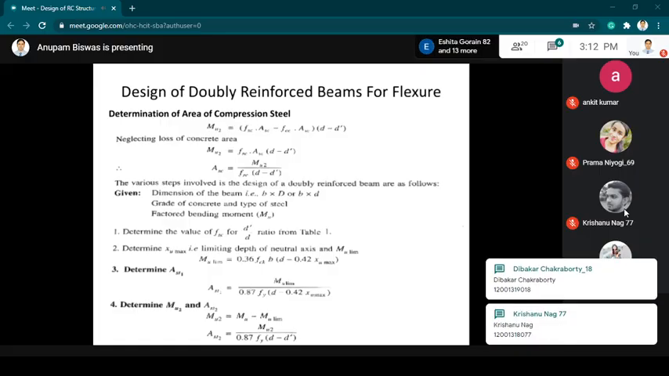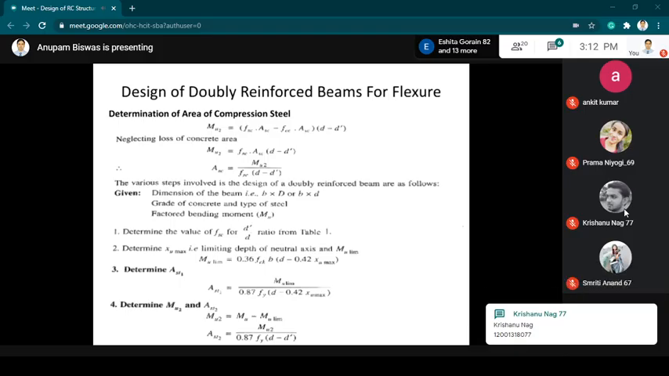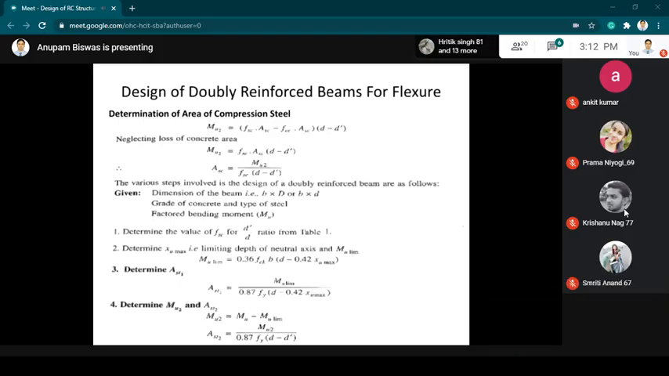Next is to determine the value of XU and check whether it is coming within the limits of XU max or not. XU max, as discussed, the ratio of XU max by D is known for various grades of concrete, mostly for Fe415 it is 0.48. So from there you will get the Mu limit. Mu limit formula: 0.36 FCK into B into XU max into D minus 0.42 XU max. Okay, so after finding out the value of XU max, you will find the value of Mu limit.